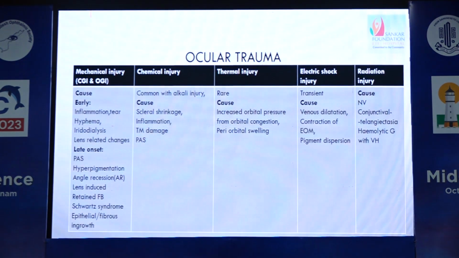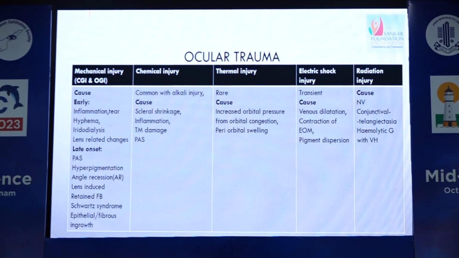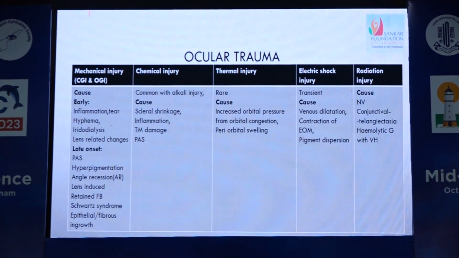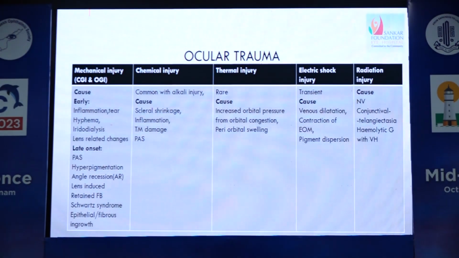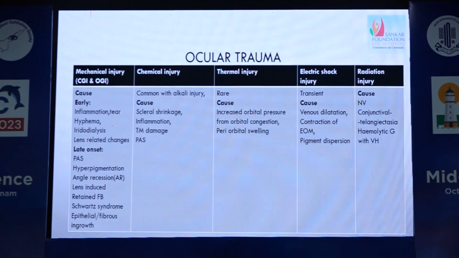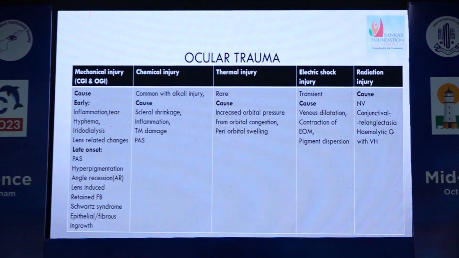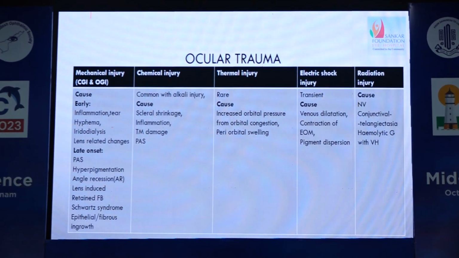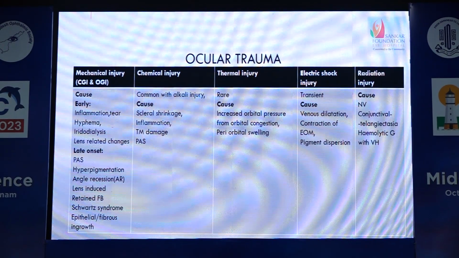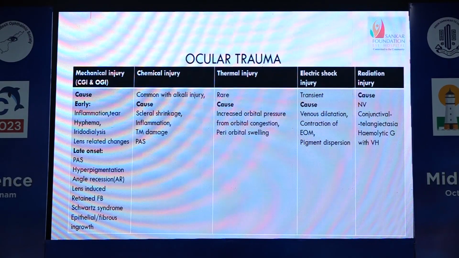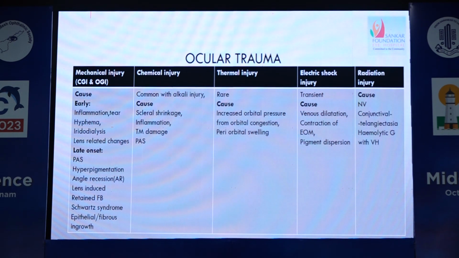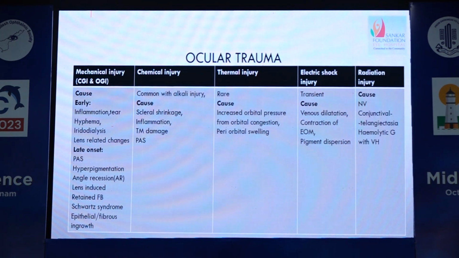These are all the types of ocular trauma which can lead to IOP rise. Commonly, we encounter post mechanical injury and chemical injury. Other injuries like thermal, electric shock, and radiation injuries also can lead to secondary glaucoma. Mechanical injury is either closed globe or open globe. Of course, surgical trauma also can lead to IOP rise, in particular post cataract surgery, penetrating keratoplasty, vitreoretinal procedures, and buckle procedures.